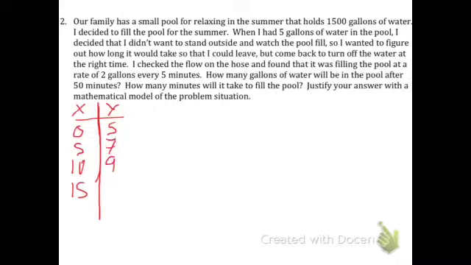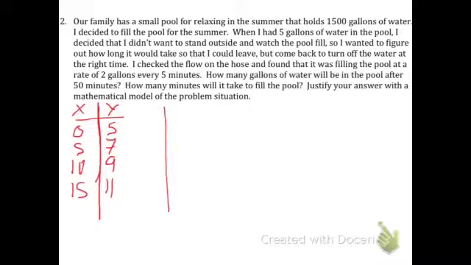Moving on to 2, a family has a swimming pool that holds 1,500 gallons of water, but it starts out with 5 gallons, and you're filling up 2 gallons every 5 minutes. And so to help you out in filling out the table here, count by 5s, because each 5 minutes you're going to add 2 gallons. Starts out at 5, add 2, you get 7, add 2 again, add 2 again, and you can see what values we're getting here.